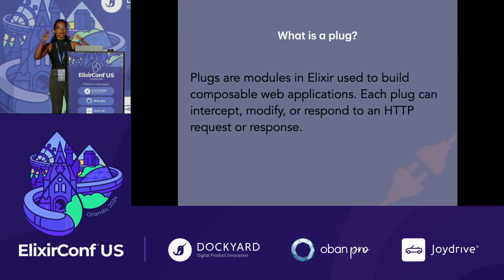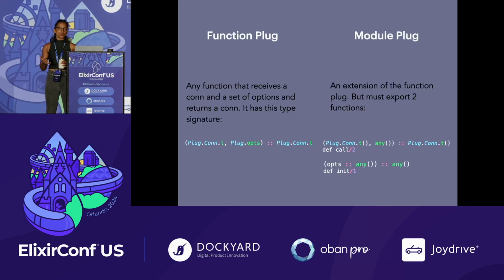I talked about plug, but I wanted to define it directly so that we're on the same page as to what it actually is. Plugs are just modules in Elixir that allow you to build things composably. The responsibility of a plug is to intercept and modify a connection. It takes a connection, modifies it, and then passes it on. That's really all it does. There are two ways in which you can use a plug in Elixir: function plugs and module plugs. They aren't much different, maybe just slightly, but a module plug is just an extension of a function plug.